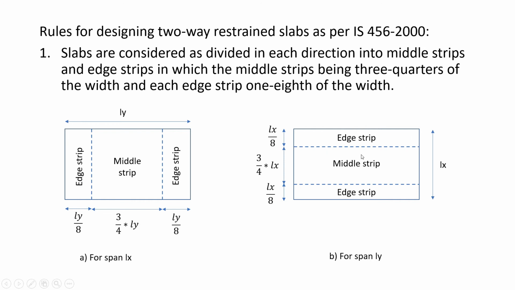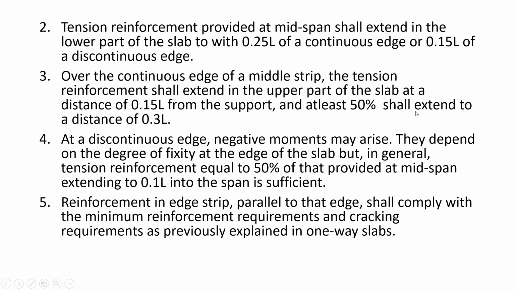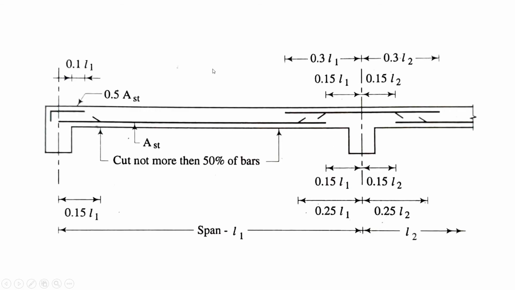Similarly, while providing the reinforcement parallel to Ly, I will again divide the slab parallel to Ly, and the width of the middle strip is 3 by 4 Lx, and the width of the edge strip is Lx by 8. The second rule says that the tension reinforcement provided at the mid span shall extend in the lowest part of the slab to within 0.25 of the continuous edge or 0.15 of the discontinuous edge.